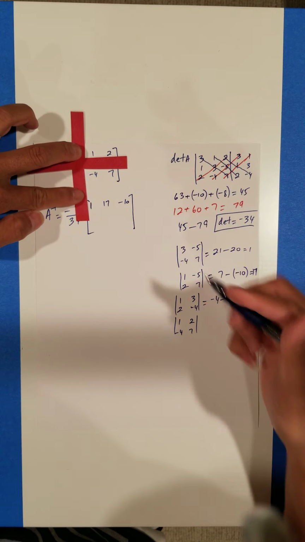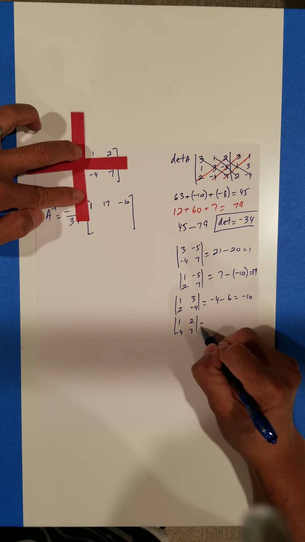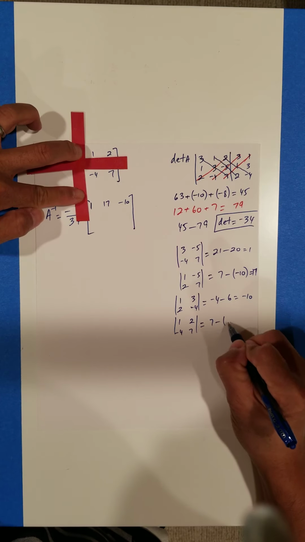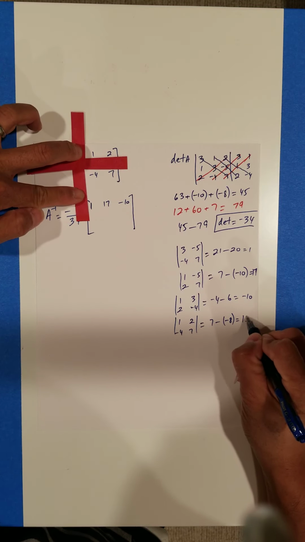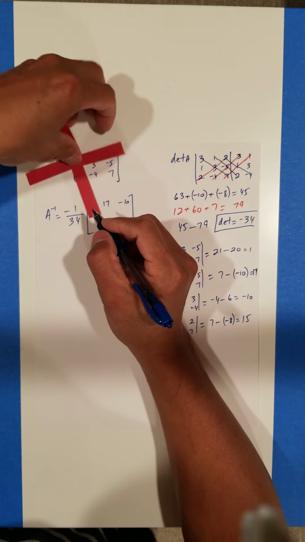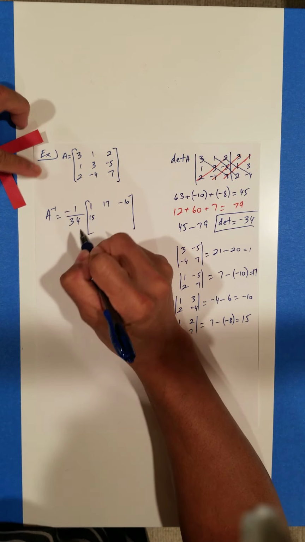I'm left with 1, 2, -4, and 7. You can make this tool yourself. It's nothing fancy. Okay? 7 minus -8. So I'm looking at 15. So that's my next answer. My next answer is 15.